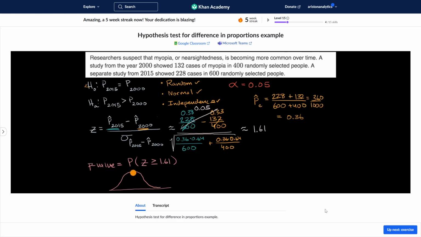And one way to think about it, if we look at the sampling distribution, or really we could just look at any normal distribution now since we've normalized for z, we're looking at 1.61 standard deviations above the mean. So z is equal to 1.61. So we're thinking about this area right over here. That would be our p-value.